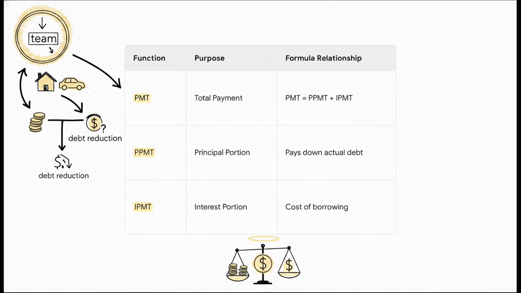So let's bring in the big three loan functions to paint a complete picture of a loan's journey. First up, we've got PMT. This calculates your total fixed payment, like for a mortgage, for example. Next is its partner, PPMT, which isolates the exact amount paying down your actual principal debt. And finally, IPMT calculates the interest cost for that specific period. The golden rule you absolutely have to remember here is that for any single period, what you pay in principal plus your interest is always going to perfectly equal your total PMT.